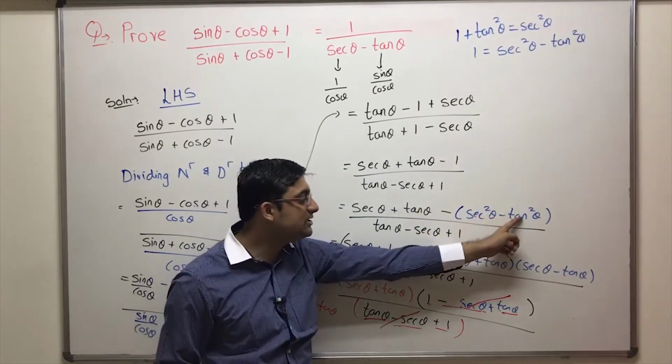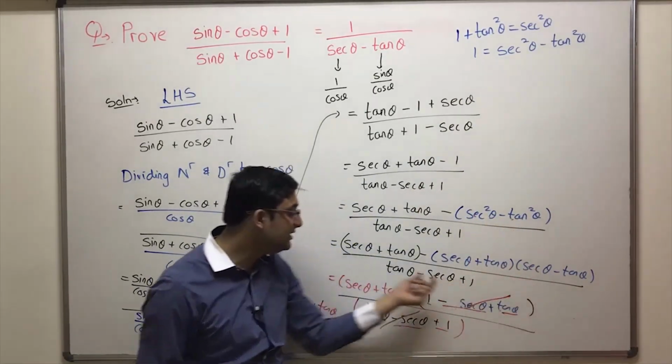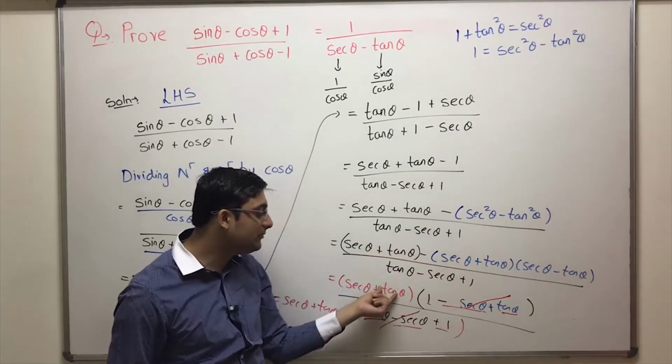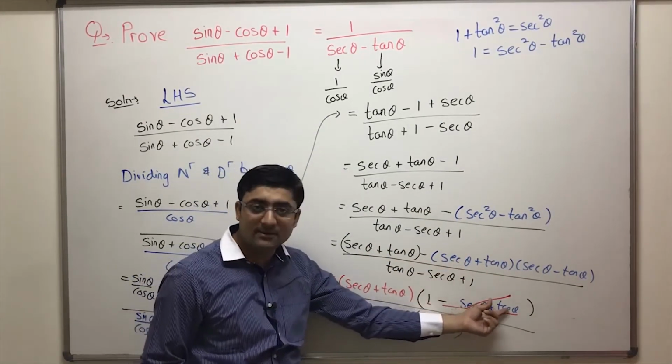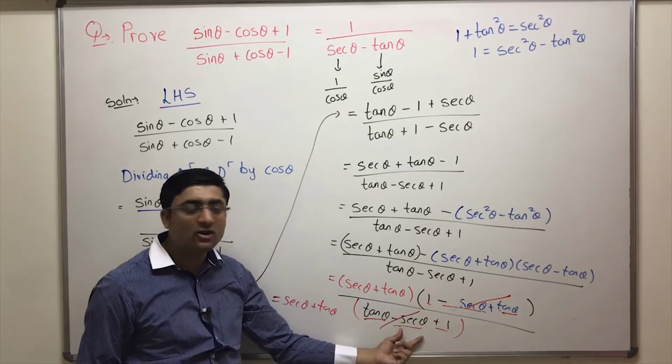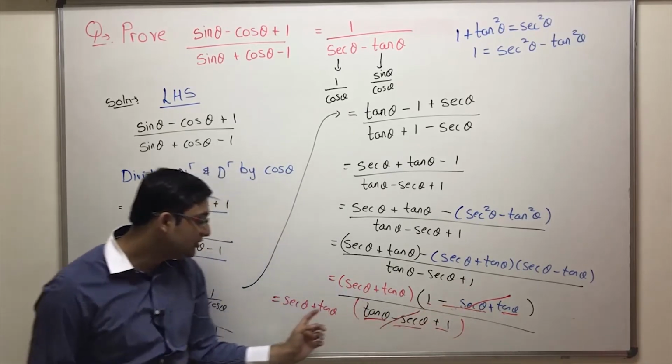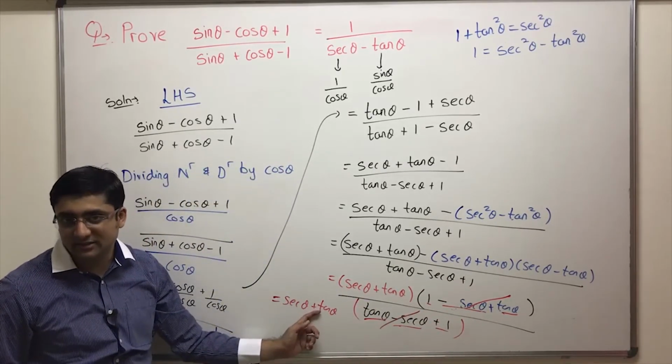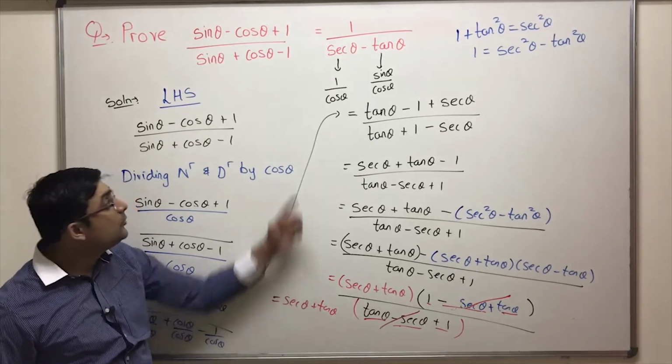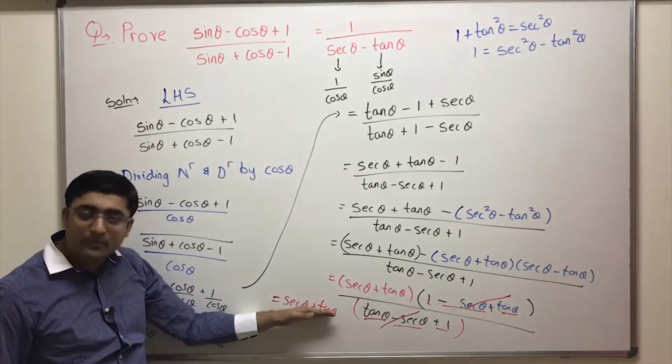Now a square minus b square is a plus b into a minus b. So I took sec theta plus tan theta common. We got 1 minus sec theta plus tan theta. Same thing we had in the denominator. So these two things cancel out. So we got sec theta plus tan theta. I hope it is clear till now. We have still not reached the RHS.